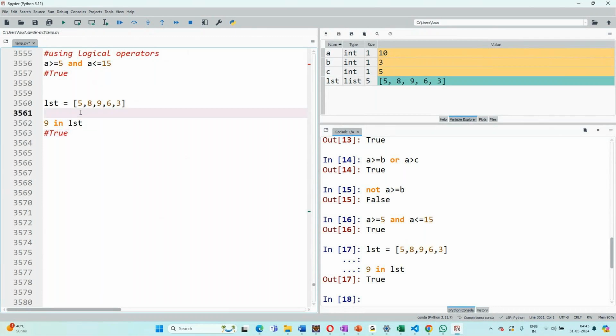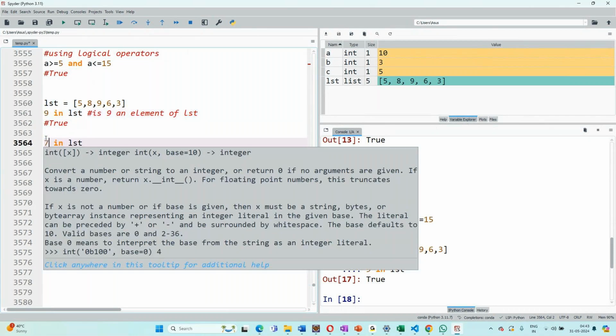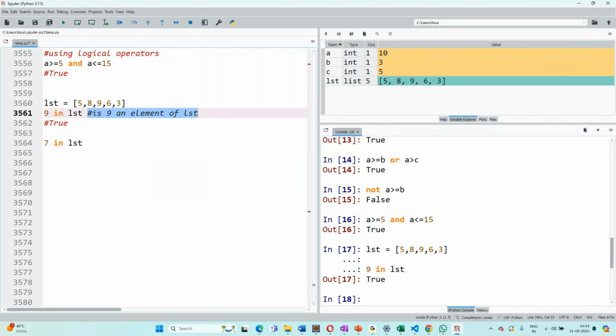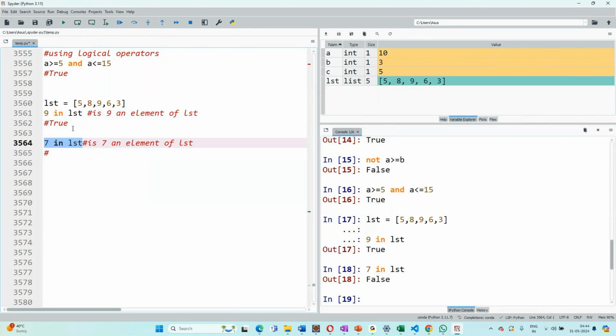So why is it going to give me a true? Because 9 is a member of the list. We are asking a simple question: is 9 an element of LST? Now, for example, I'll ask 7. Is 7 an element of LST? So the answer would be 7 in LST, and the answer would be false.